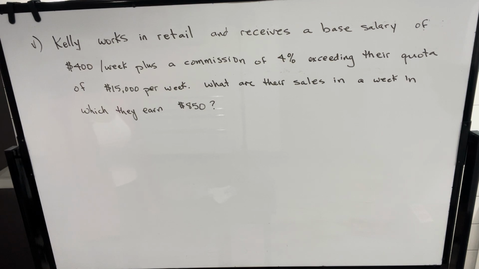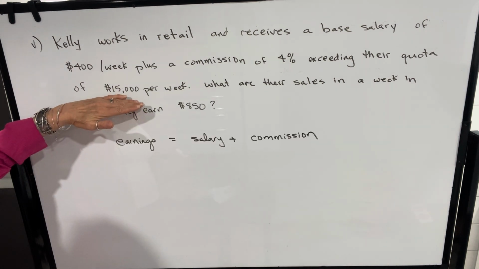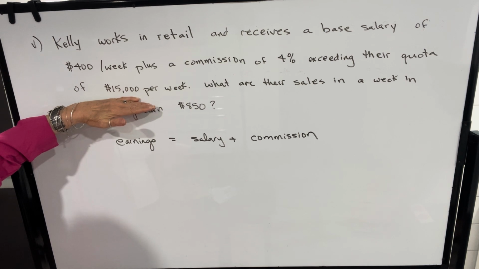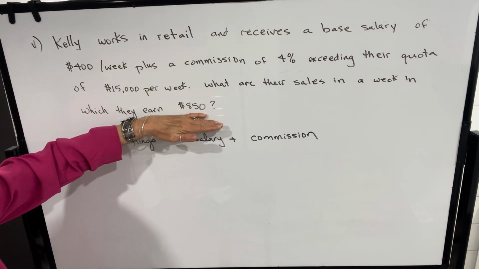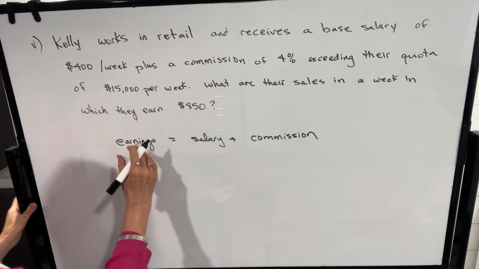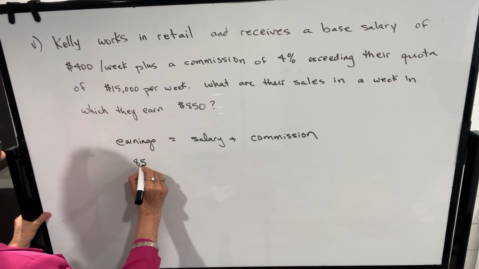Our last example says Kelly works in retail and receives a base salary of $400 per week, plus a commission of 4% on sales exceeding their quota of $15,000 per week. What are their sales in a week in which they earn $850? So in this example, we're not told the sales per week. We're instead told what Kelly earns in a week. So the earnings are $850.